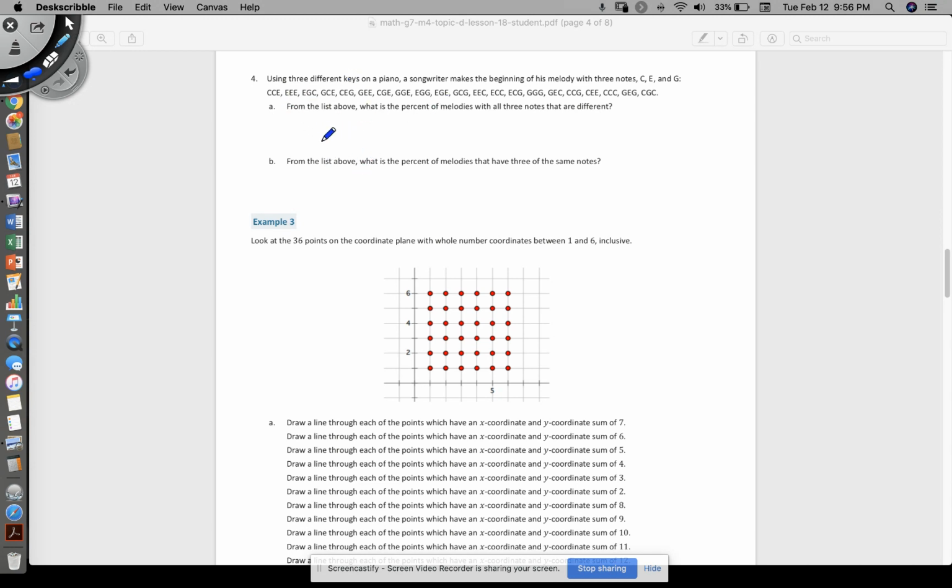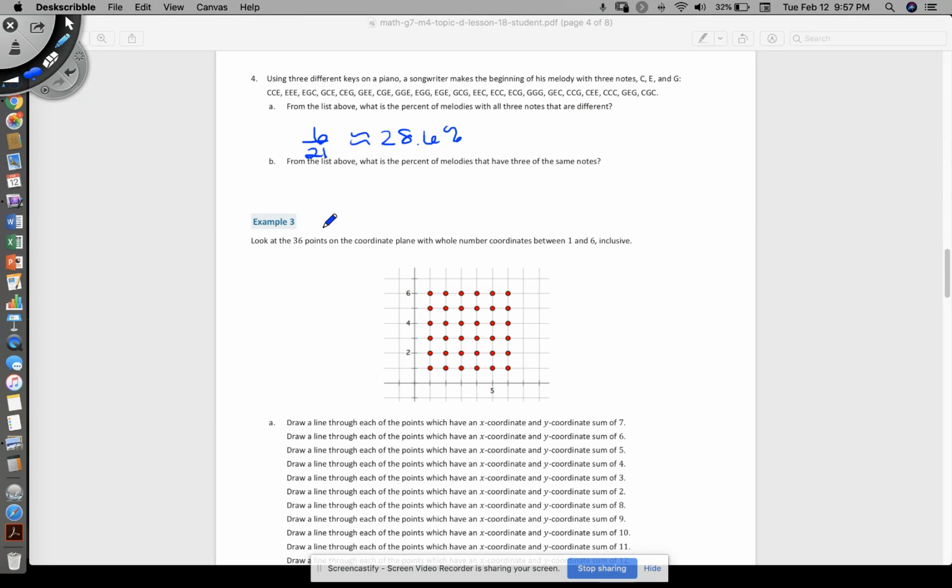So there are 21 combinations here. 6 of them have the same order of all 3 letters. Doesn't have to be in the same order, I should say, but contain all 3 letters. So if you divide this, you're going to get approximately 28.6%.